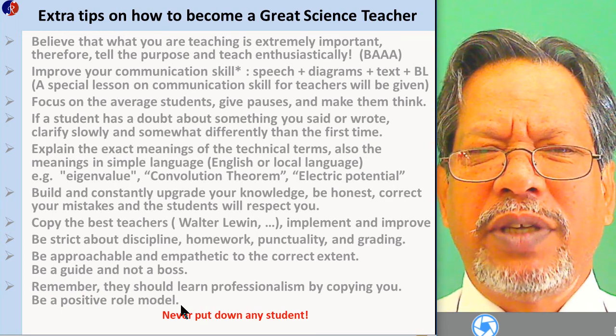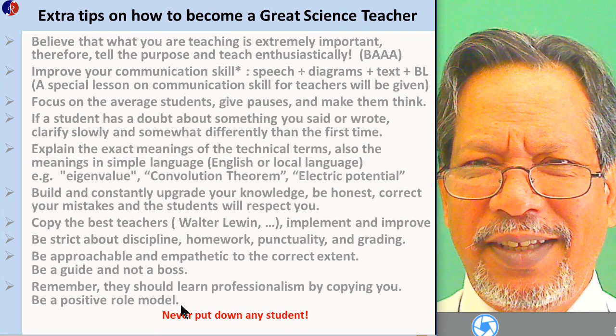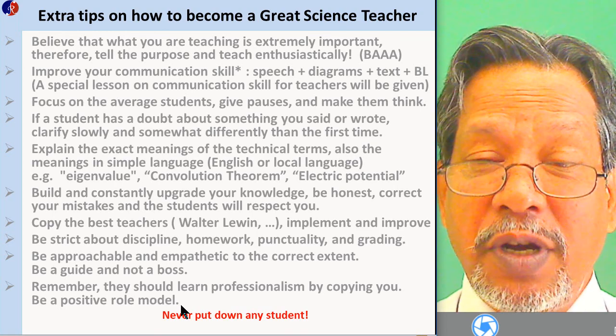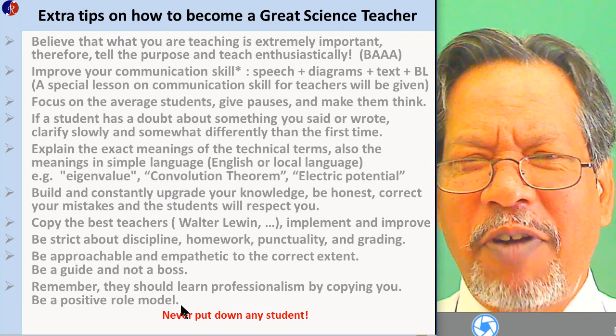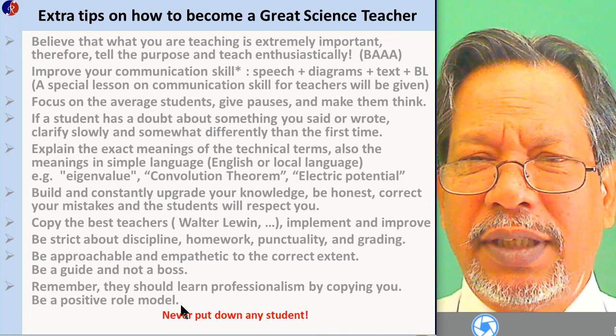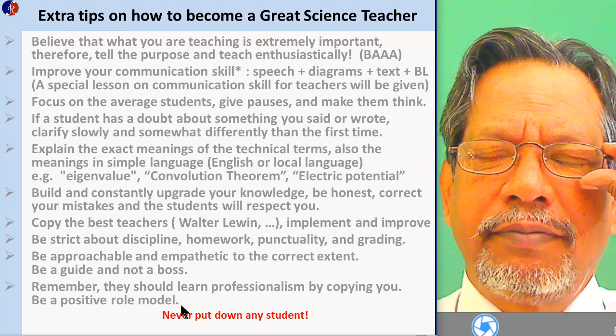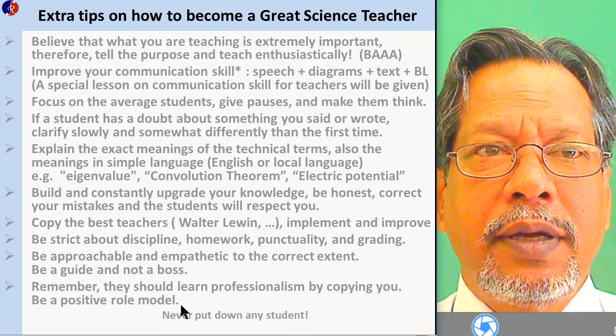And there's one thing I would request you: never put down any student. One of these students can be much better than you. How would you feel? You don't know how they feel when you put them down. "No, you're wrong, and that's wrong, this, that," or shouting at them. You have no idea how they feel. It can be very dangerous.